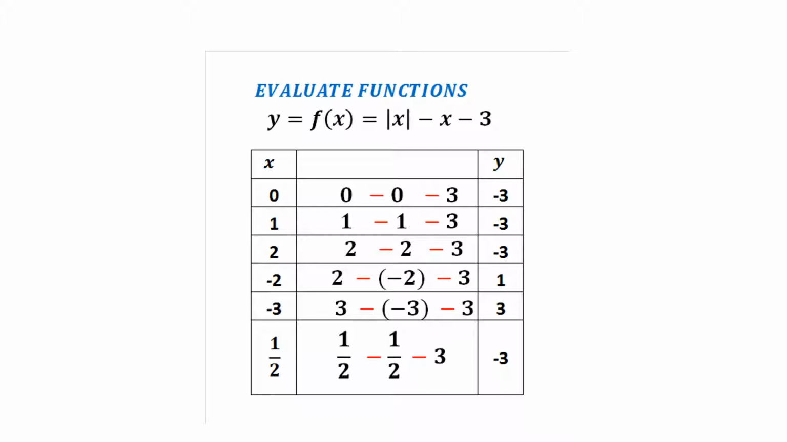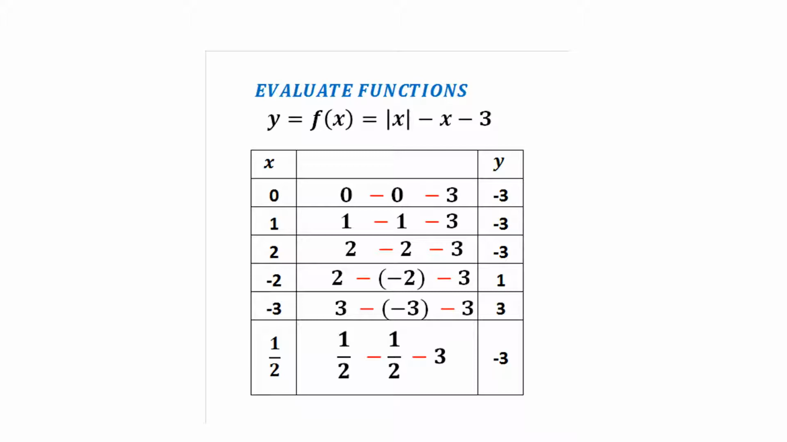Now, when we put the negatives in, we got 2 minus a minus. That's a positive 2, so that's 2 plus 2 is 4 minus 3 is 1. And then we have 3 minus a minus 3, that's 3 plus 3, that's 6 minus 3 is 3. And we're back to the positives. A half minus a half is 0, and we take away 3, and we got negative 3 again for an answer. So this is a rather easy way of doing functions when you're trying to evaluate them.